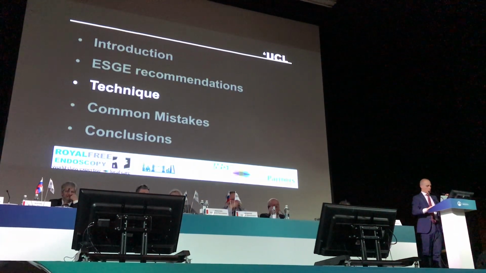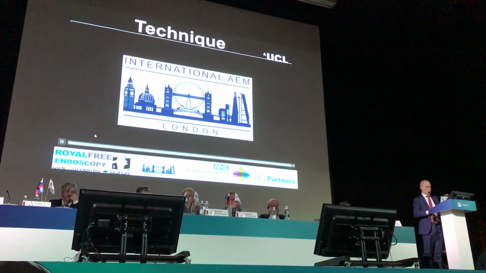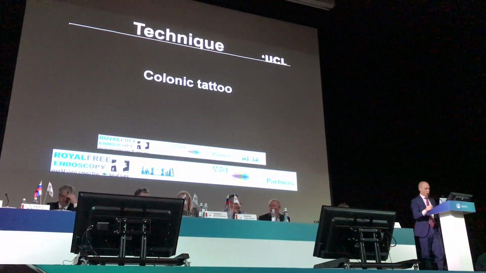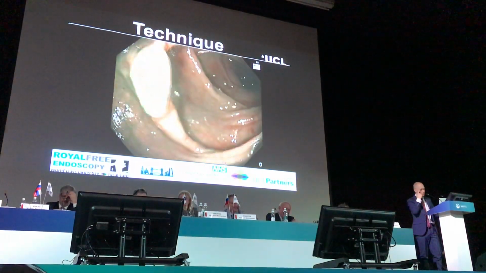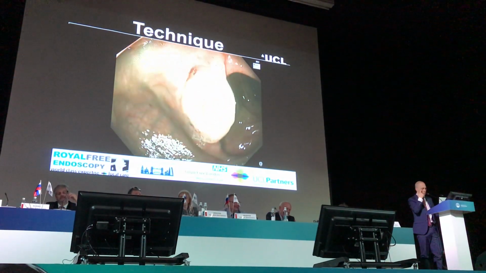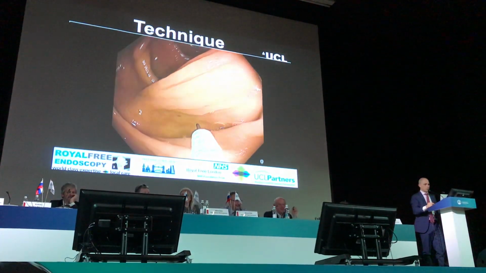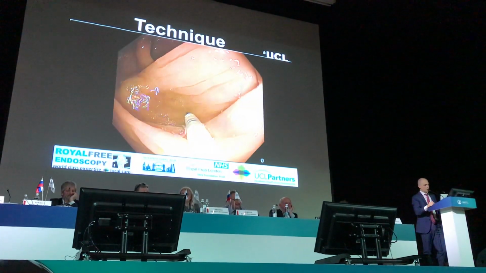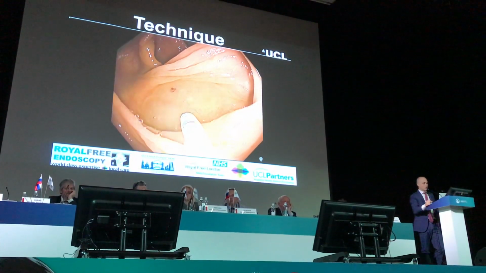Technique. Now, this is the technique I was speaking about. This is a tattoo that I have performed in my endoscopy unit in London at the Royal Free Hospital. So this is a lesion, probably a Paris pattern 3L. So we are placing a tattoo on the contralateral wall. We first inject with a saline.